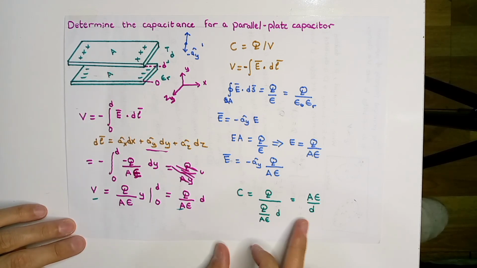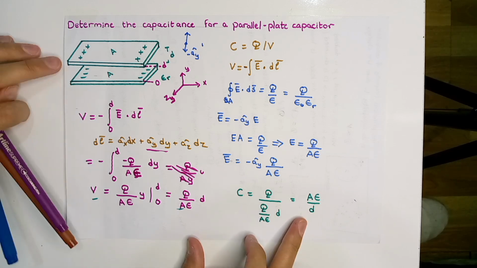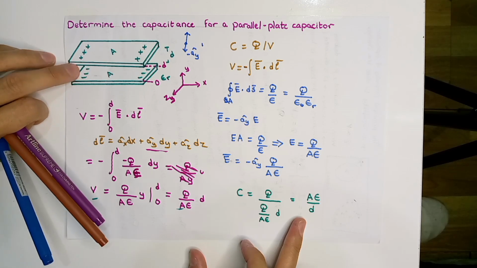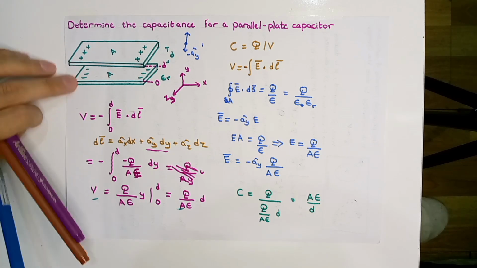You can notice that the capacitance depends only on the geometry of the capacitor and the permittivity of the dielectric between these two plates.